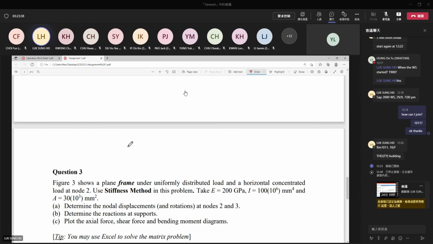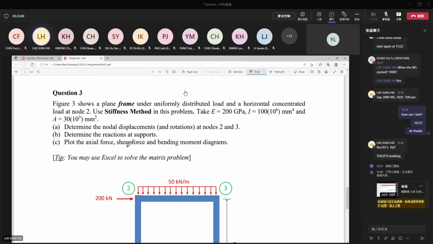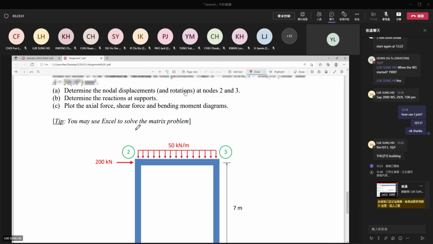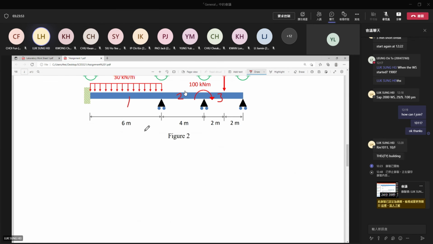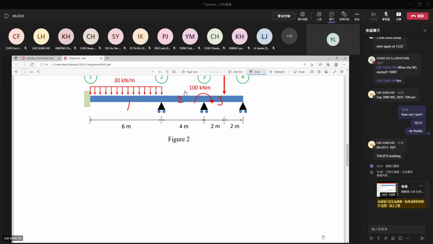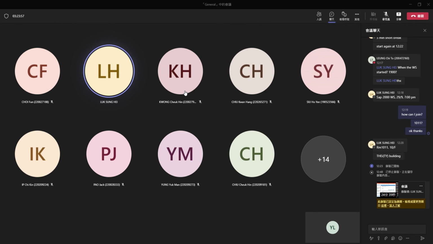Question 3, we have not yet finished. I just talked about the formulation. Next time, I will show you 2 examples. And then after the next lectures, you will have some idea how to play with frame analysis. So these are the things I want to share with you today. Let's see if you have any questions or difficulties.